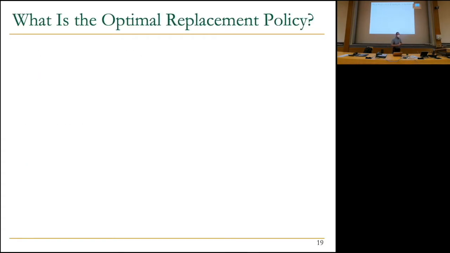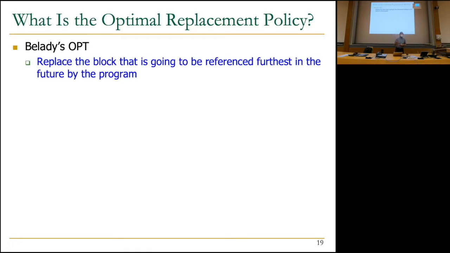Then people also ask the question, what is the optimal replacement policy? We're going to question this later on, but it is important to discuss. When you think about optimal, you should always think about what the goal is, because your definition of the policy may change if the goal is different. Here, we're going to assume the goal is to minimize the miss rate or maximize the hit rate. A person called Belady proposed this OPT policy. Of course, it's not implementable. The idea is to replace the block that's going to be referenced furthest into the future by the program. Then the question becomes, how do you figure that out? Because this requires knowledge of the future.